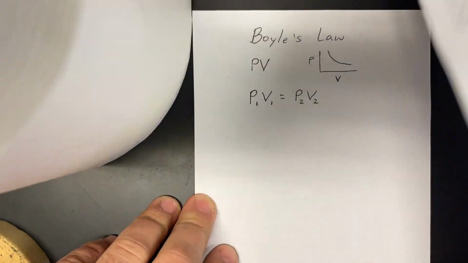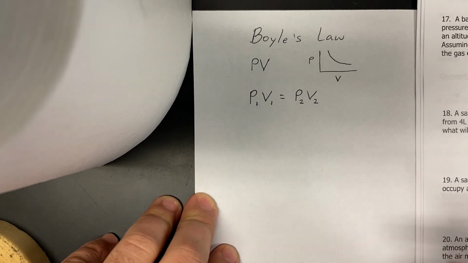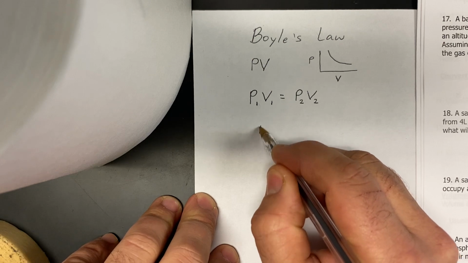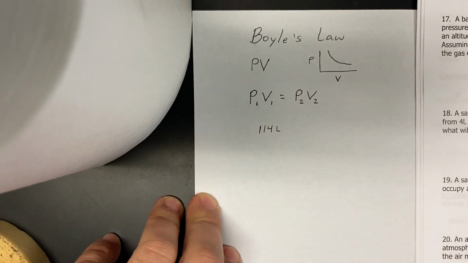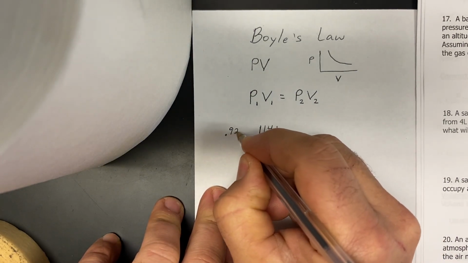All right, let's set this up. In the mountains, we have a volume of 114. So I'm going to call V1 my 114 liters in the mountains. And we have a pressure of 0.925 atmospheres.